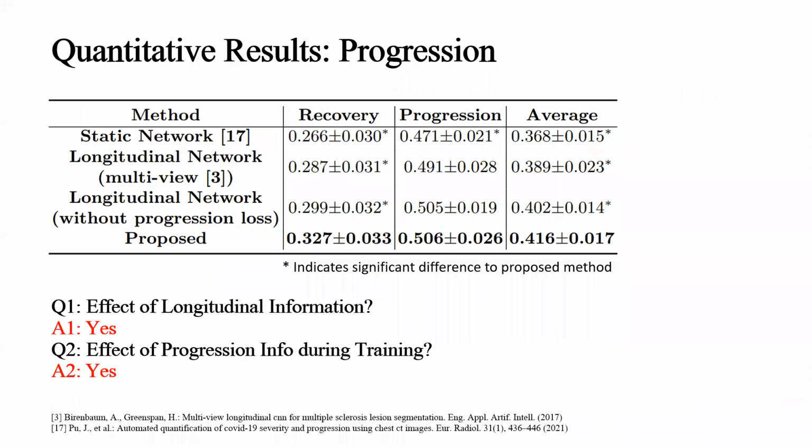These are results on progression. We calculate DICE as a performance metric, and this table shows the answers to the questions. It was effective to use longitudinal information in the segmentation model for predicting a better progression map. Also, we use progression loss, which is designed based on the progression map, as additional supervision during training. It was also effective, as we can expect. Also, we outperformed 2 baseline methods.